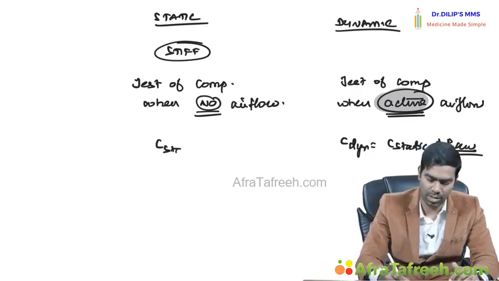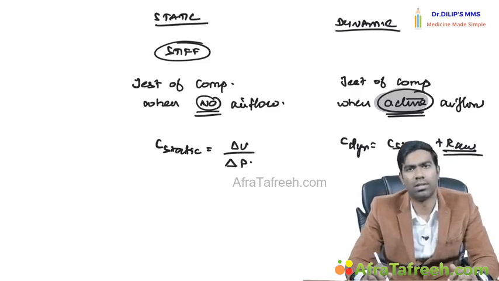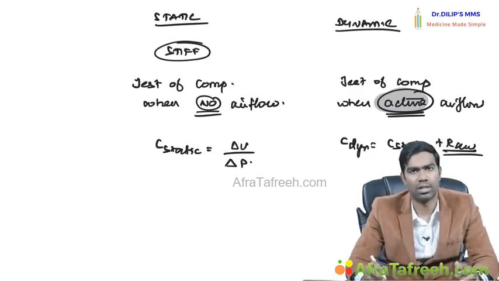The formula for static compliance is very, very simple. It is delta V by delta P. Very simple formula. For a unit change in pressure, what is the unit change in volume?